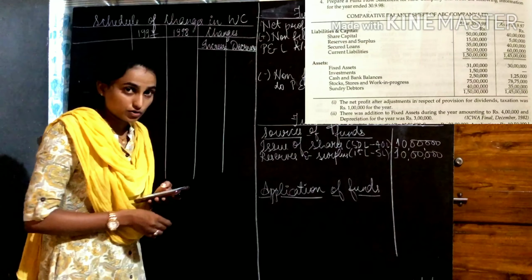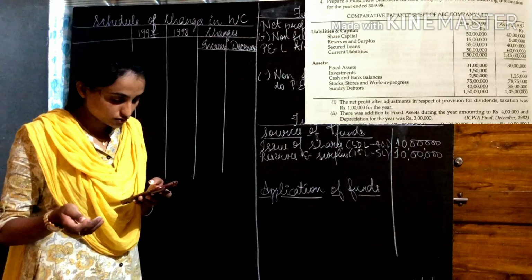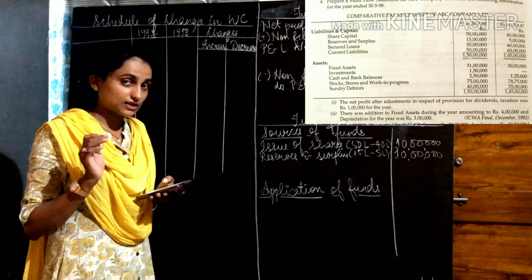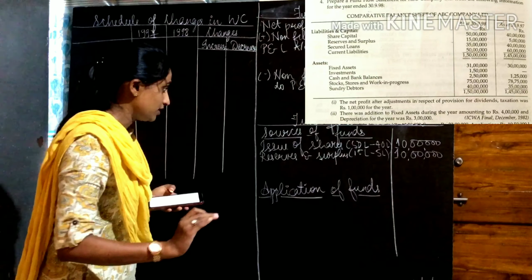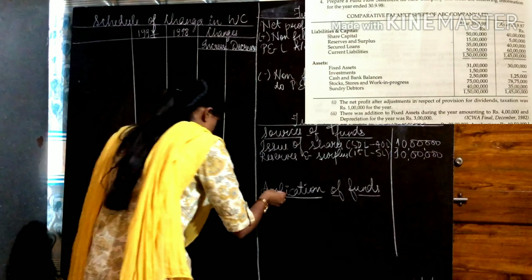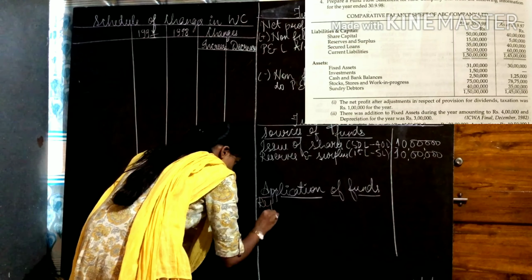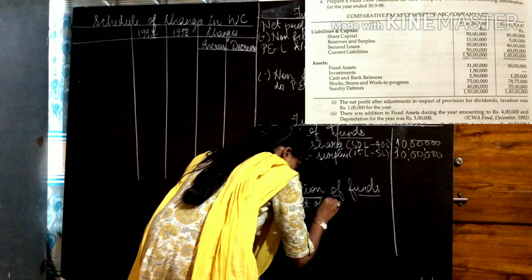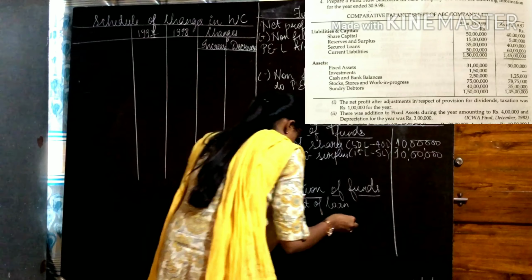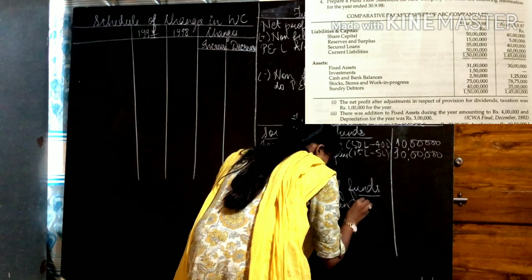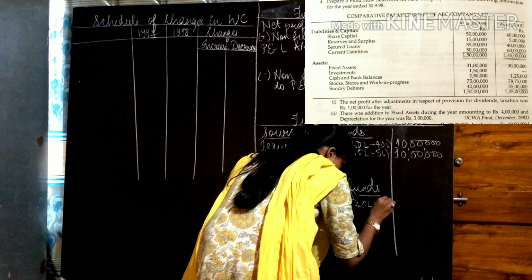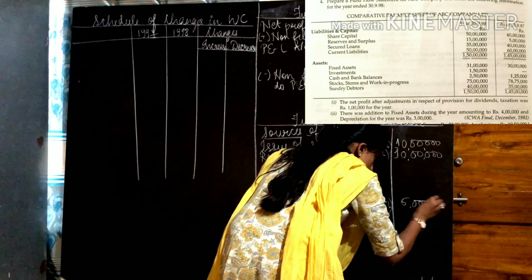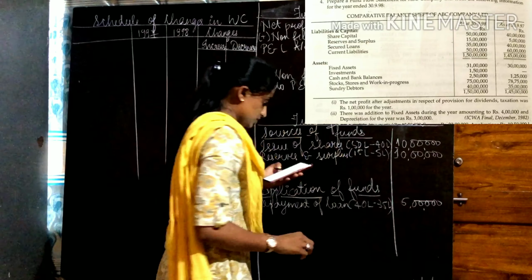The next is secured loans. Secured loan is a long-term loan, students, and it was 40 lakh in the beginning, and in the closing it is 35 lakh. That means 5 lakh rupees loan is being paid. When we pay a loan, it is application of funds. So repayment of loan will come in application of funds. The repayment of loan is 40 lakh minus 35 lakh. 5 lakh is the repayment that has been done.